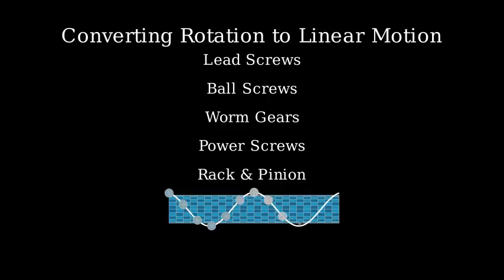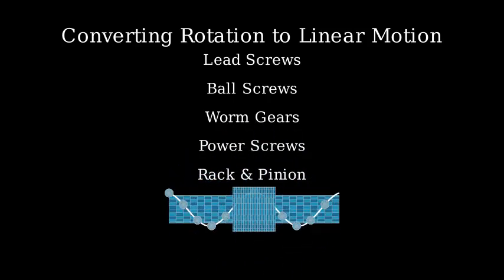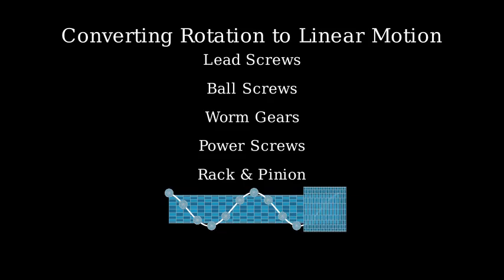Let's focus on ball screws, which are the preferred choice in modern CNC machines. A ball screw consists of a precision ground screw shaft with specially designed helical grooves and a nut containing recirculating ball bearings. As the screw shaft rotates, the balls roll between the shaft and nut grooves, converting the rotational motion into smooth linear motion with very little friction.